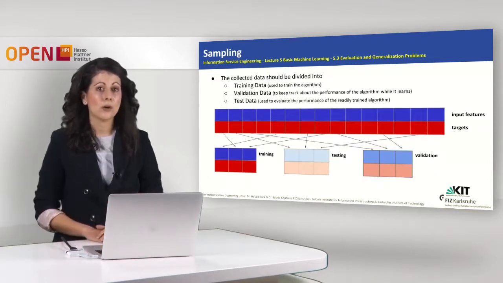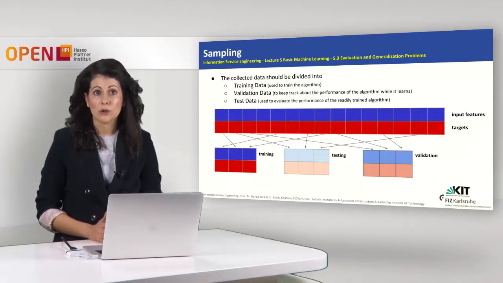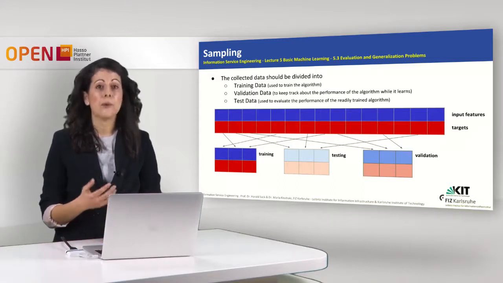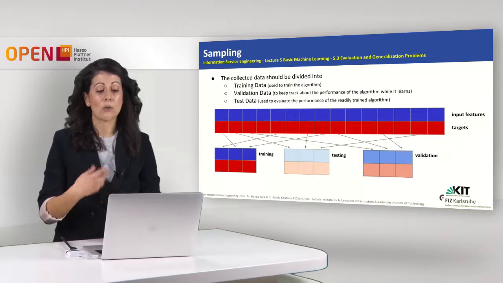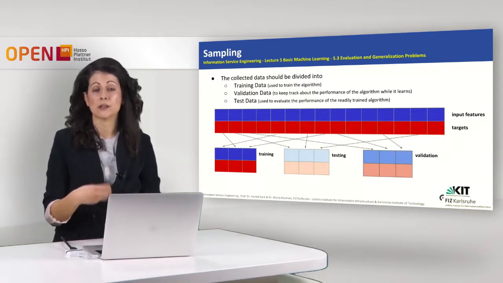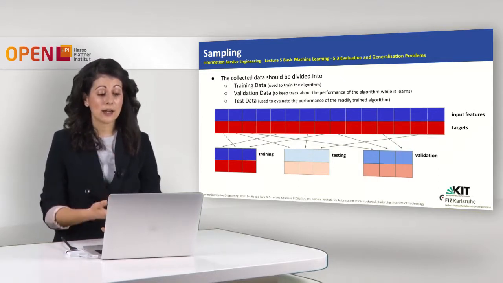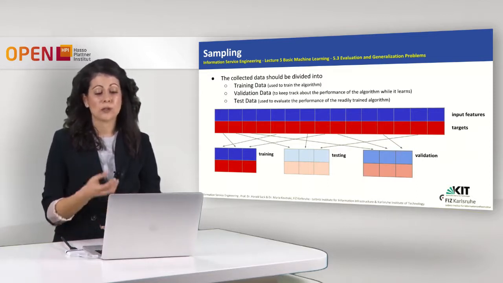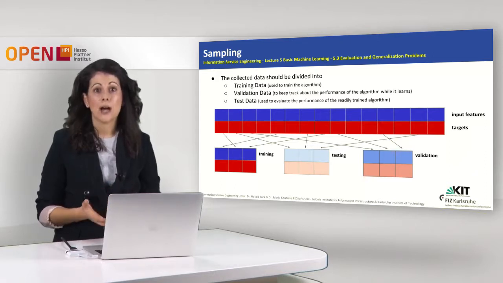So let's see about this sampling strategy. Here, the collected data should be divided into three sets. First, we have the training data, as we had before, which are used to train the algorithm. Second, we have the validation data, something new. So here the validation data are used to keep track of the performance of the algorithm while it learns and how the parameters are tuned. And last, we have again the test data, which are used to evaluate the performance of the already trained algorithm.